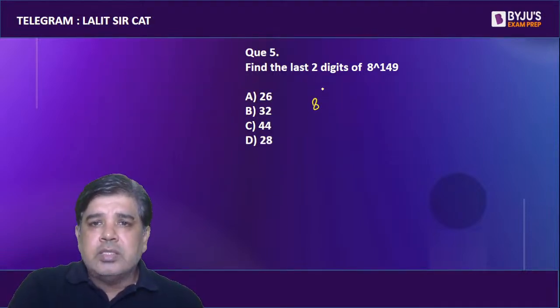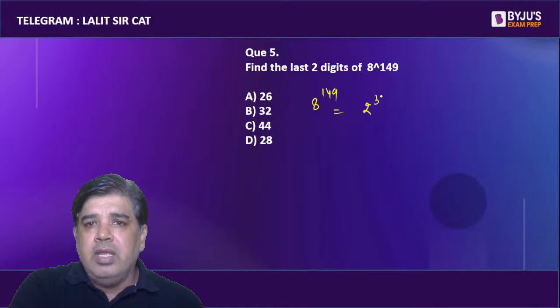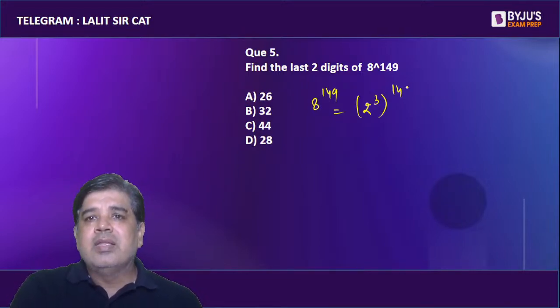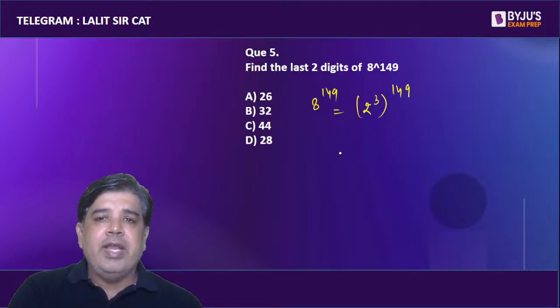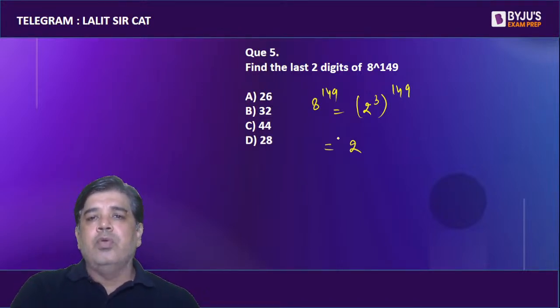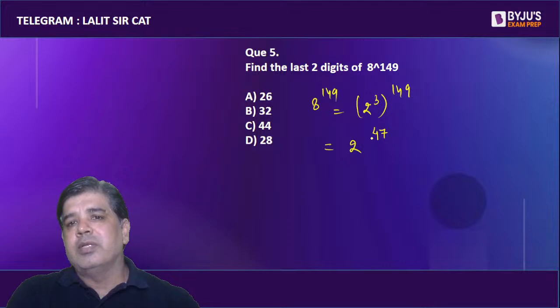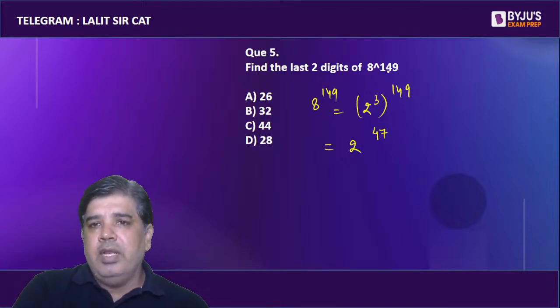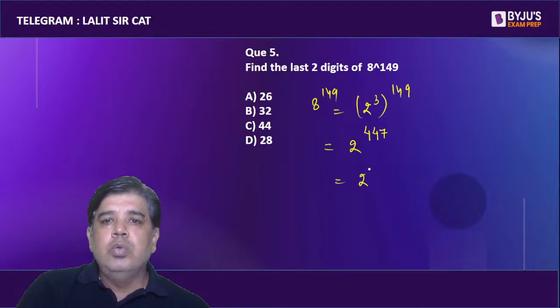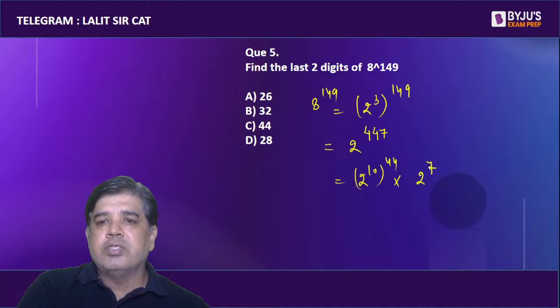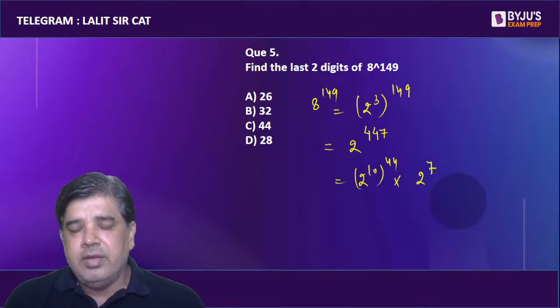8 is 2 raised to power 3. Right? 8 is 2 raised to power 3. So we have to find again the power of 2. So this is 9 into 3, 27. 14 into 14 plus 2, 12 plus 2, 14, and 447. So 2 raised to power 10 raised to power 44 into 2 raised to power 7, right?